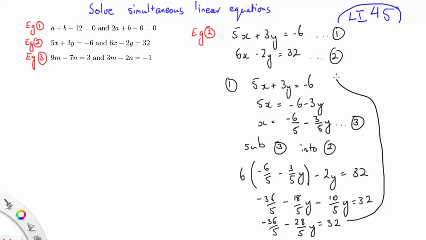Let's go up here. So I'm going to multiply everything by 5. So -36 minus 28y equals 160. Add 36 to both sides. -28y equals 196. Divide both sides by -28.